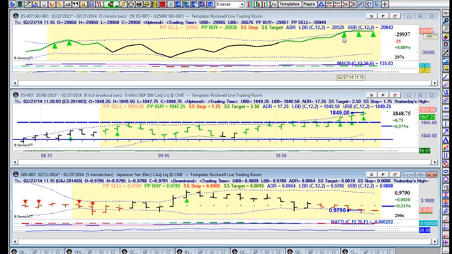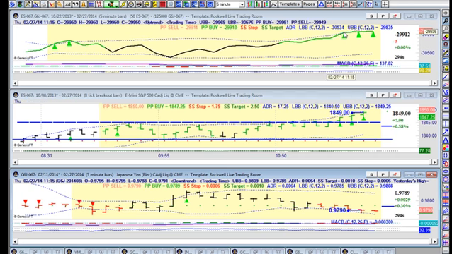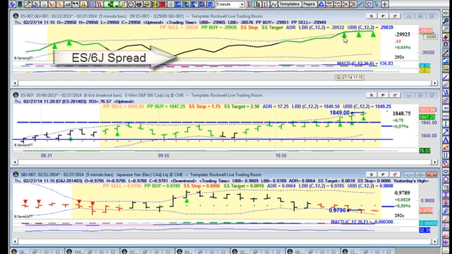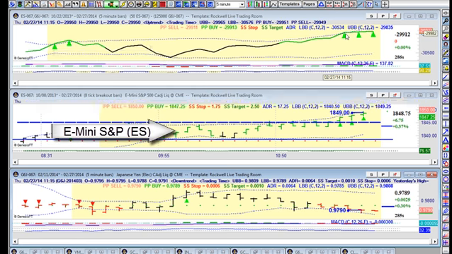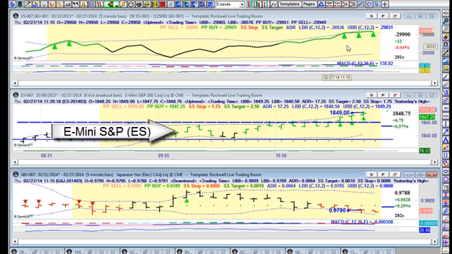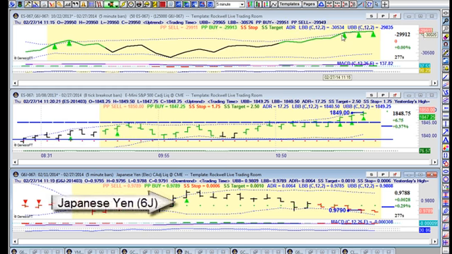In this video, we're going to take a look at a live trade based on the E-mini S&P Japanese yen spread setup. The chart at the top is actually a spread chart taking the E-mini S&P and subtracting the Japanese yen. The chart in the middle is the E-mini S&P futures contract, and the chart at the bottom is the Japanese yen futures contract.